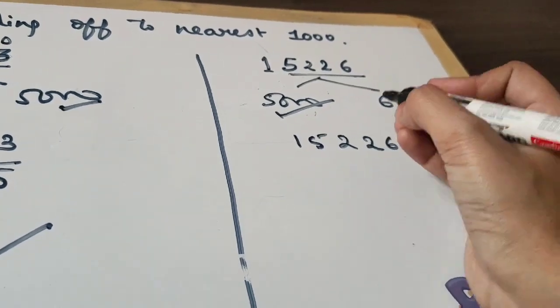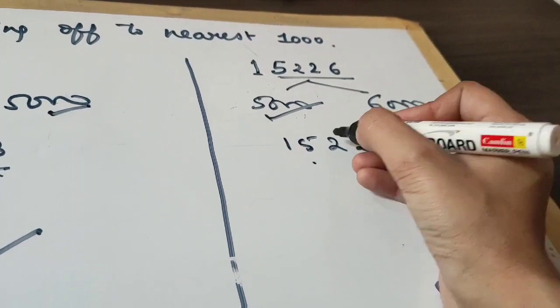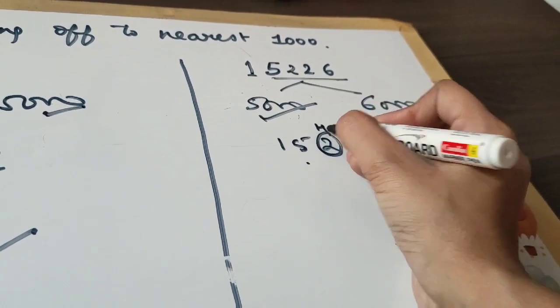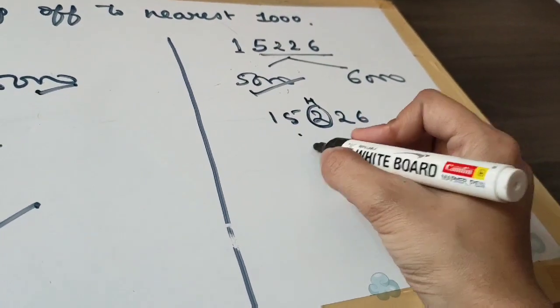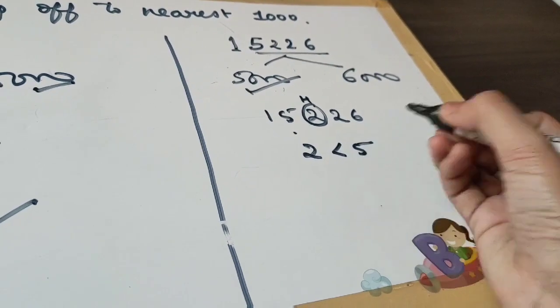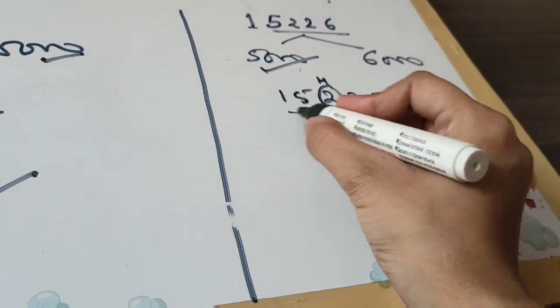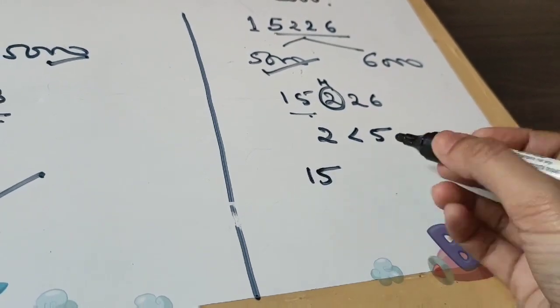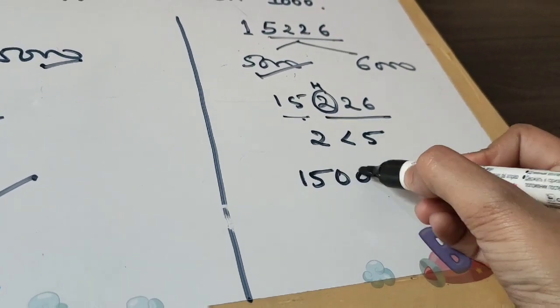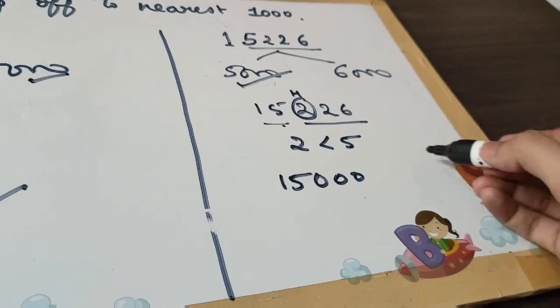15226. Now whenever we are doing 1000, we have to check which place? The 100 place. So 2 is less than 5, so there will be no addition. So we will write these numbers as they are, 15, and these 3 will be 0. 15,000. We got the answer.